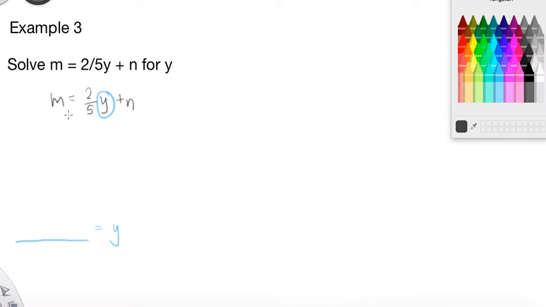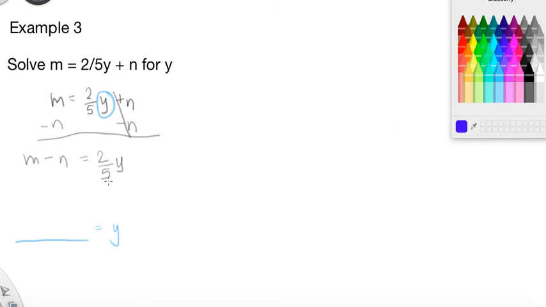Okay, now again, this n right here could be any number. It could be 2, plus 2. If it were plus 2, we would just subtract our n from both sides. We would know how to solve. Okay, so now we have m minus n equals 2 over 5y. Okay, and we've spoken about how we get rid of a fraction. We have to multiply by the reciprocal. So we are going to multiply by the reciprocal on both sides of the equation.